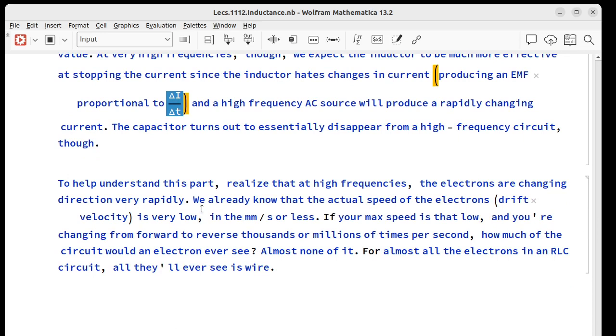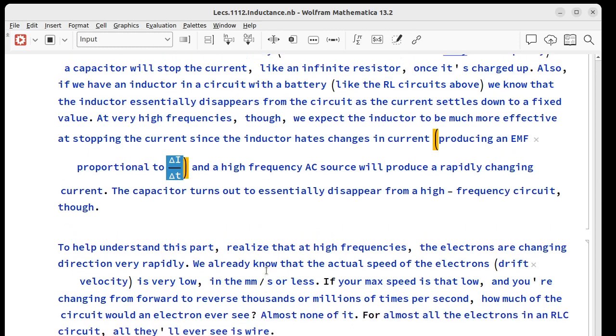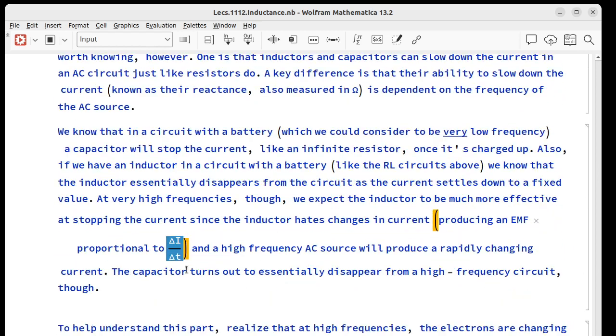If you want a way to understand this part about the capacitor, we remember that at high frequencies, the electrons change direction very often, very quickly. We know that the actual speed of the electrons, which we call the drift velocity, is millimeters per second or less. So if their max speed is millimeters per second or less, and they're changing direction millions of times a second, how far will they ever go from their initial position? Not very far at all. They'll hardly see any of the rest of the circuit. So practically all the electrons in an RLC circuit will never even see that there's a capacitor there if it's high frequency. That may help you keep this in mind.